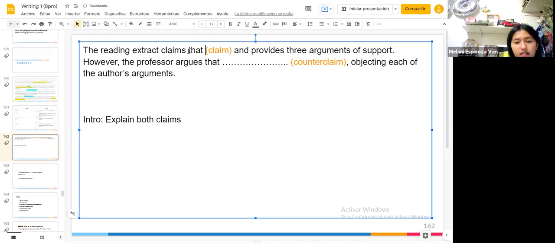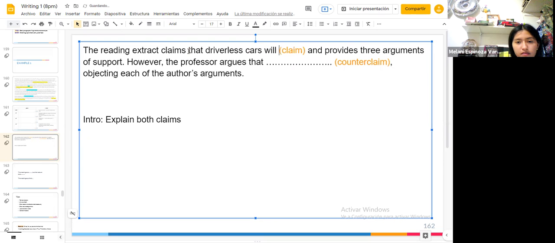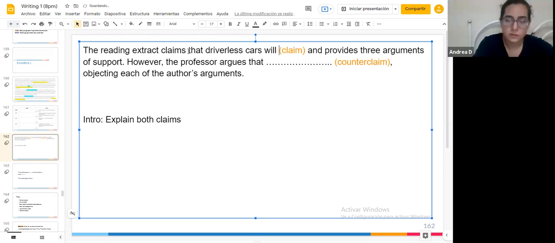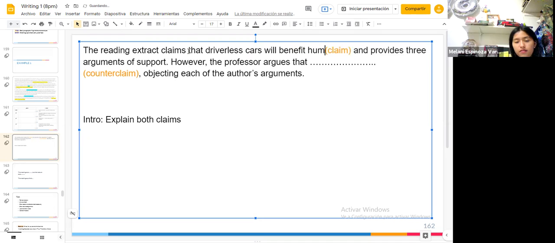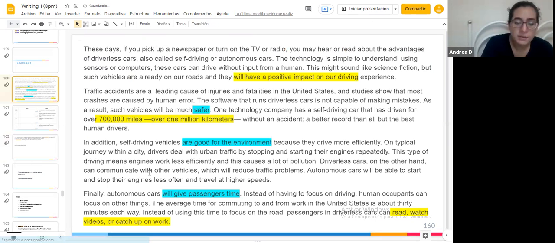Claims that driverless cars will benefit humans. Okay, I like that, will benefit humans. All right. The reading extract claims that driverless cars will benefit humans and provides 3 arguments of support. I'm not mentioning, you see how I'm not mentioning the 3 arguments? I'm not saying as they are safer, good for the environment and give passengers time. Please try not to do it.